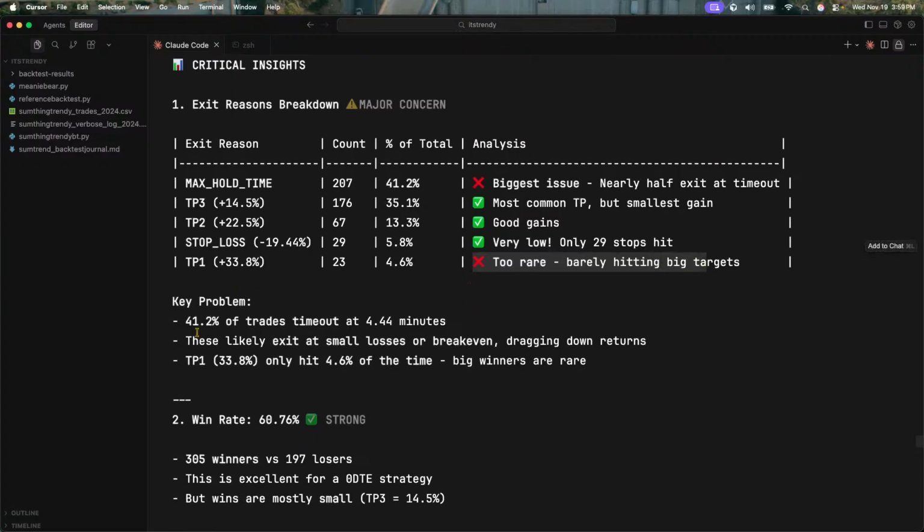Okay. 41.2% of the trades stop at 44.44 minutes. This is likely a small. Okay, market just closed. Okay, and you closed at 23.55. Oh, this is what I was looking at.